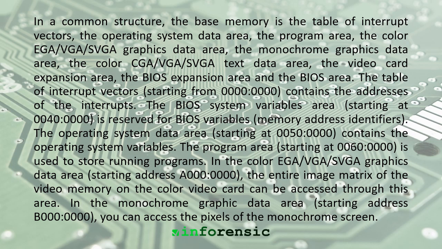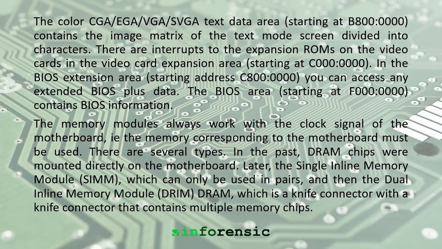And the color graphics data area, starting address A000000, the entire image matrix of the video memory on the color video card can be accessed through this area. And the monochrome graphic data area, starting address B000000, you can access the pixels of the monochrome screen. The color text data area, starting at B8000000, contains the image matrix of the text mode screen divided into characters.